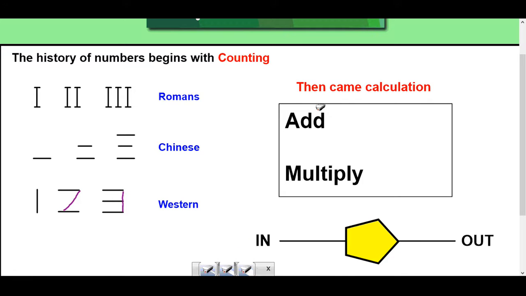After that, once the number system was created, then came calculations. Now you can add numbers together, but what was looked at was trying to get back to where you started. So say you've got 5 add 2 to get 7. Well, how do you get back to 5? Well, you do the opposite, which is an undoing function, which is a take away or a subtract.